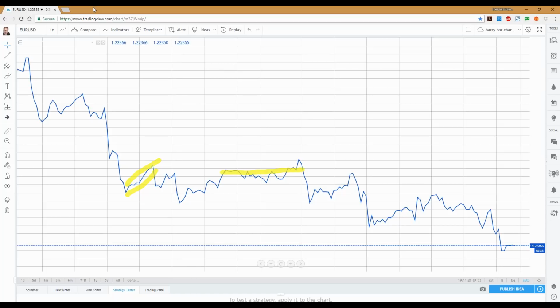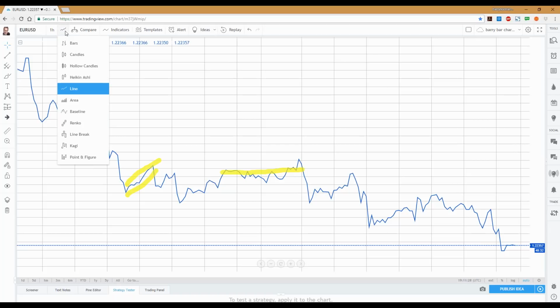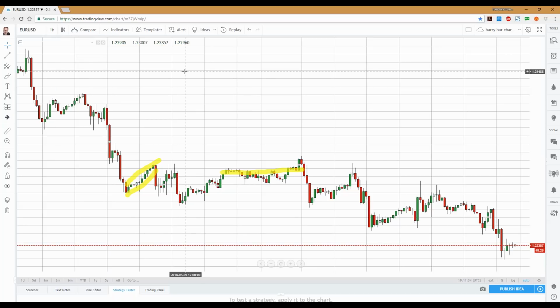Now, from here we go to the most popular type of chart, and that's called candlesticks. Candlesticks have been around since about the 17th century or the 1700s, when Japanese traders used them to trade rice and predict the price of rice.